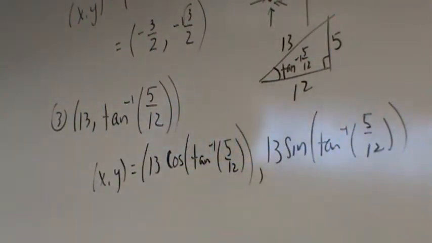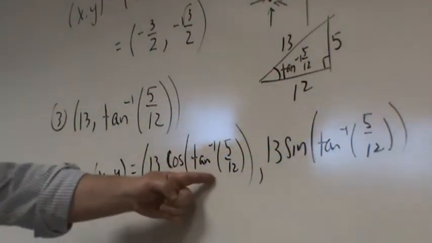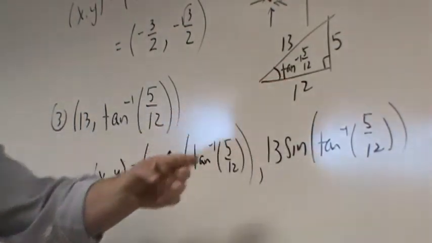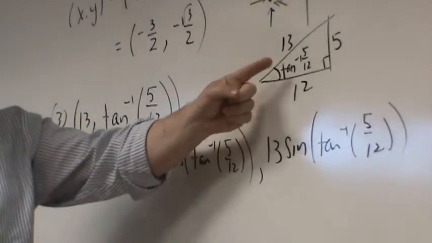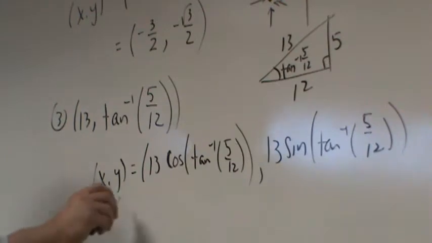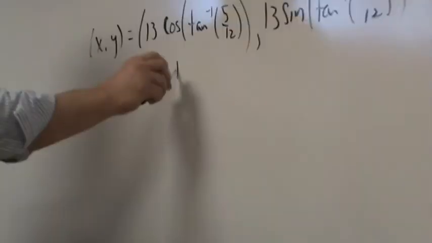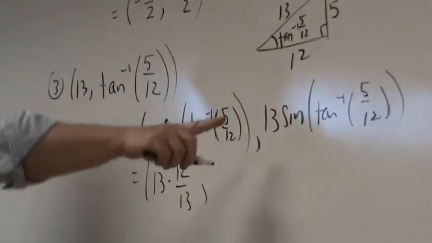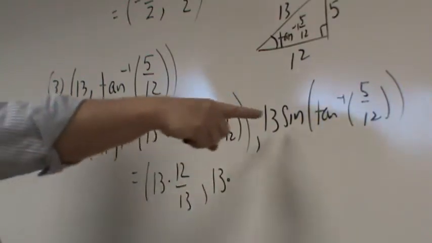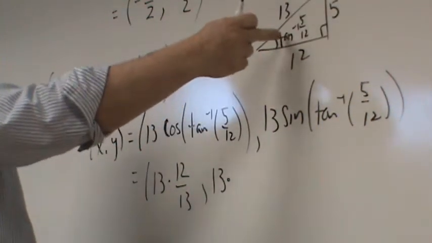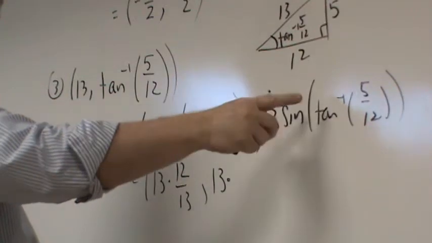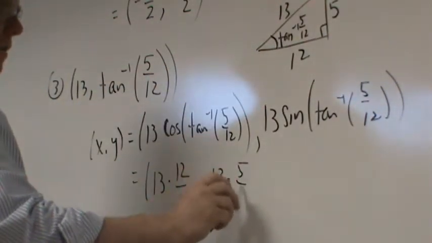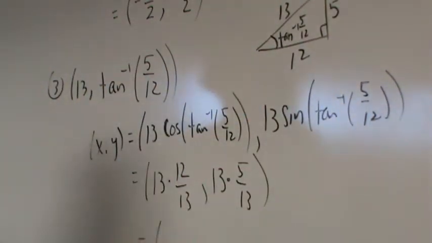So the inverse tangent of 5/12 is that angle. The cosine of that angle is 12/13, correct? So I could say this is 13 times 12/13, comma, and then 13 times the sine of the inverse tangent of 5/12. The sine of it is 5/13. So I end up with (12, 5). How many people got (12, 5)? Okay, well that's the way you do a problem like this.